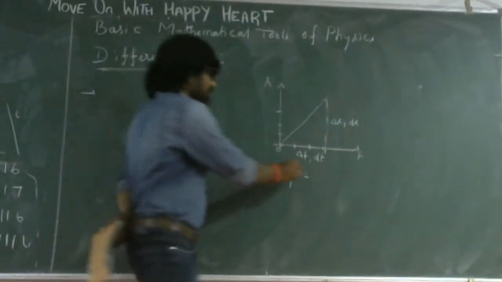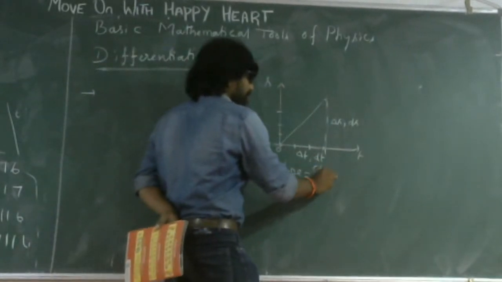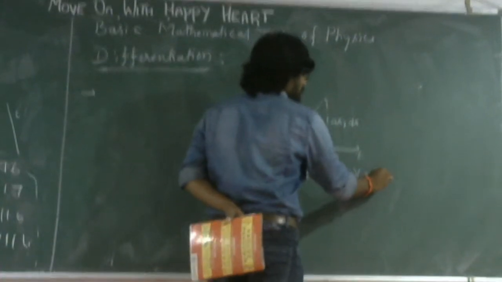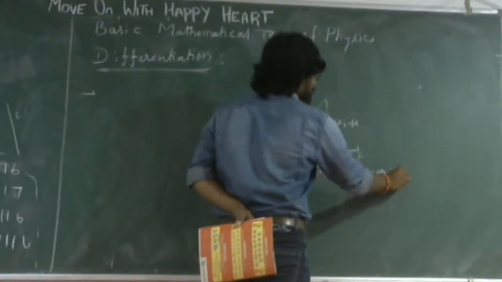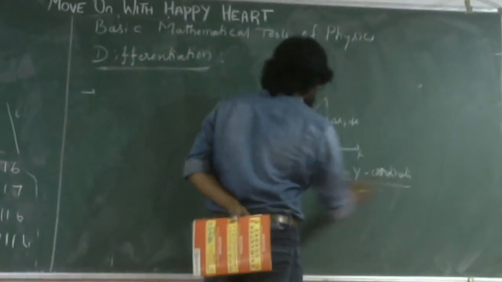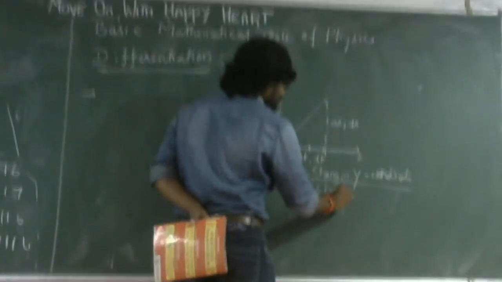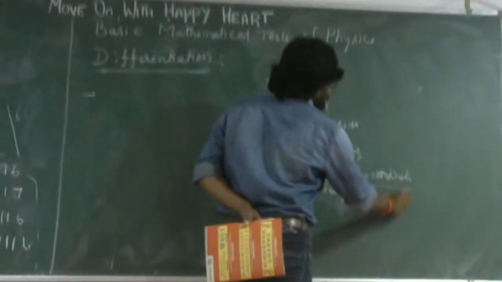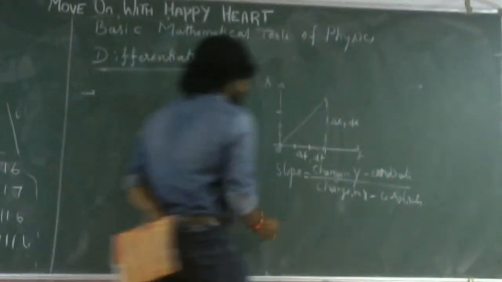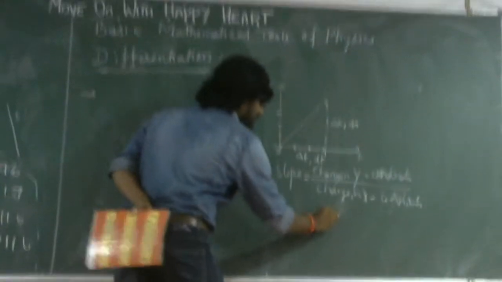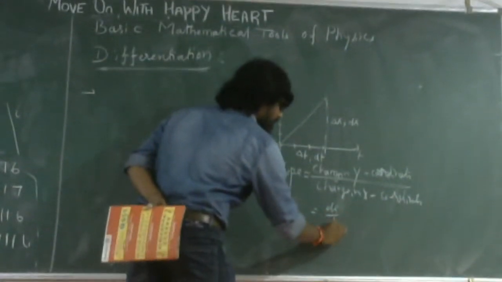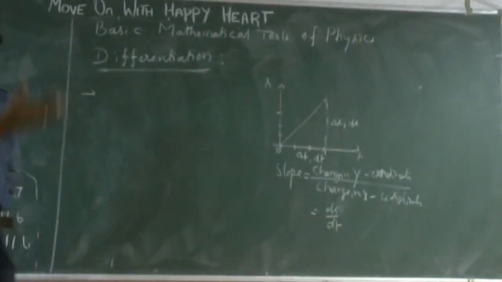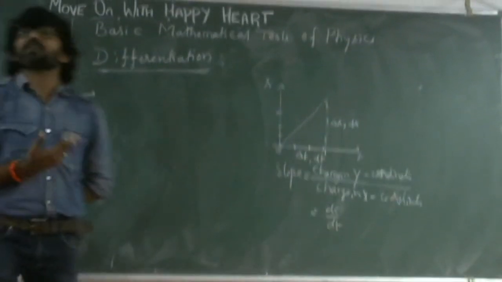So slope is nothing but change in y coordinates by change in x coordinates. This is represented as ds by dt. So this gives the slope. But this ds by dt is also called velocity.